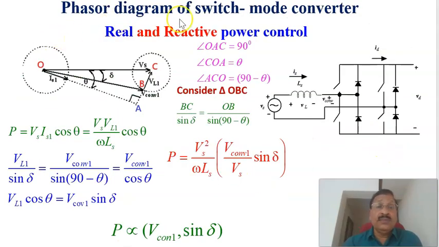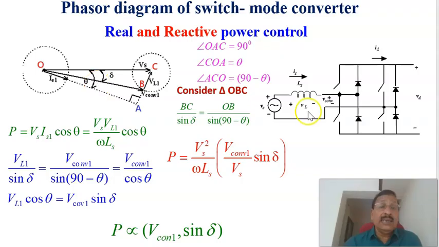Now continuing the phasor diagram of switch mode converters for the real and reactive power control. This I already explained here. This is the phasor diagram of this loop. Here Vs is equal to the vectorial sum of the fundamental component of the converter voltage, V converter 1, as well as the drop across the inductor due to the fundamental current, VL1. That is the total Vs, and already we explained.